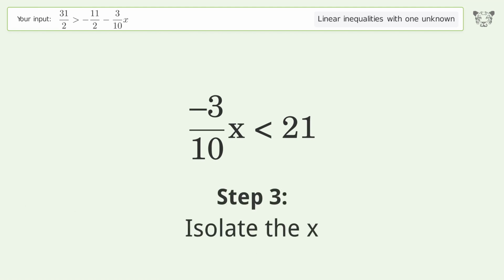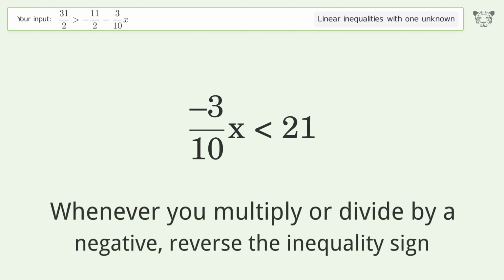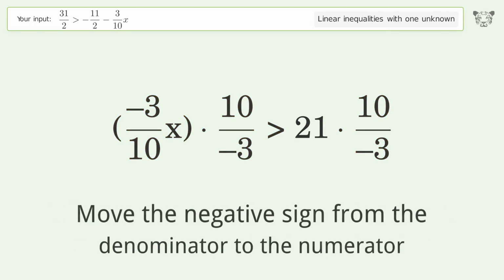Isolate the x. Multiply both sides by inverse fraction 10/-3. Whenever you multiply or divide by a negative, reverse the inequality sign. Move the negative sign from the denominator to the numerator.